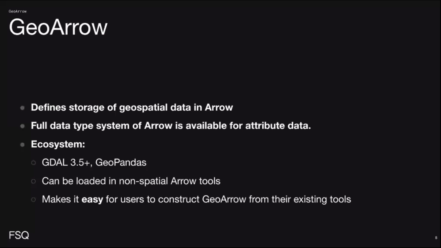But by defining the specific format, like Arrow's big selling point is that it can be interchanged and exchanged between programs really easily. If all geospatial data in Arrow uses the same format, we can share that data really easily too. So because of this ecosystem that's also growing with GeoArrow, GDAL 3.5 and GeoPandas are a couple of the tools that have some support for GeoArrow. It makes it easy for users using what are probably their existing tools to get data into GeoArrow.